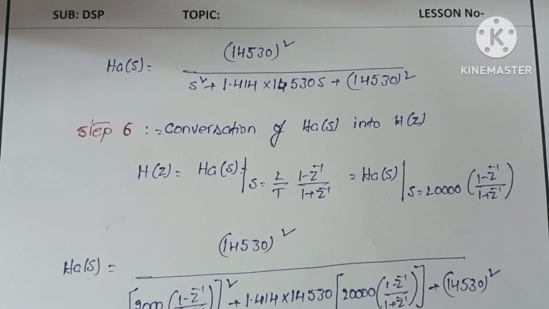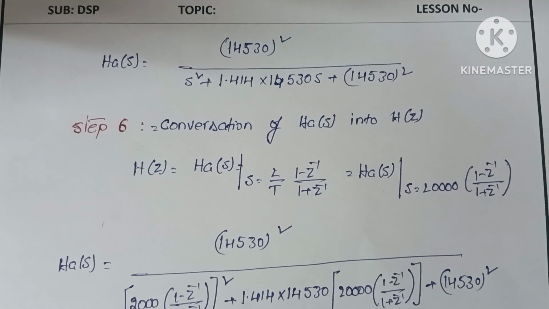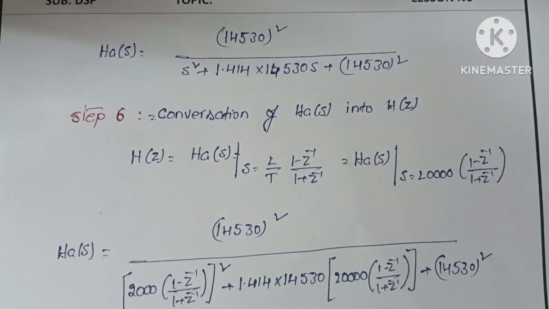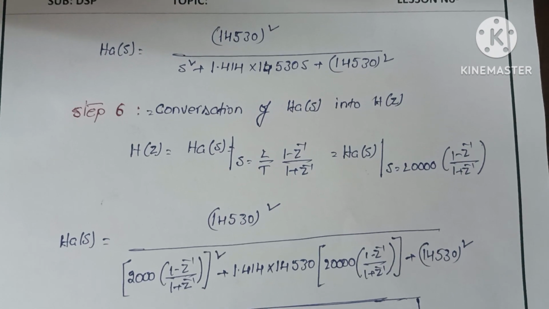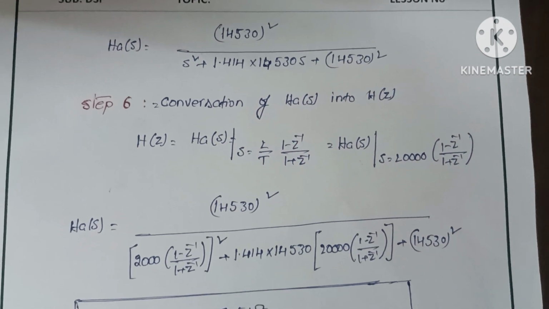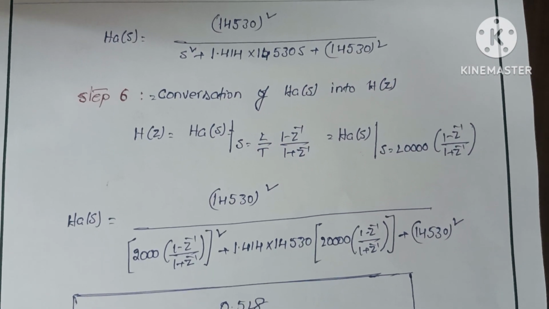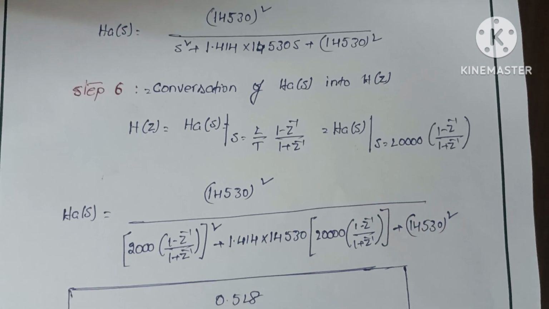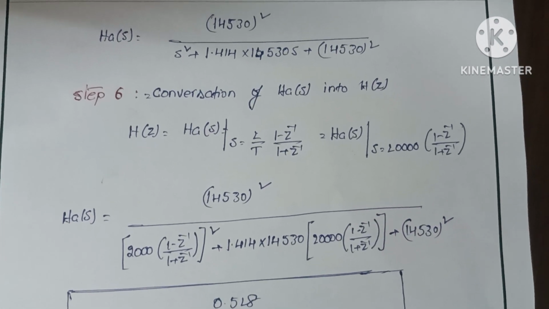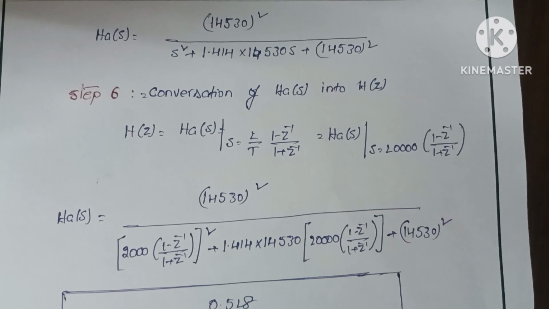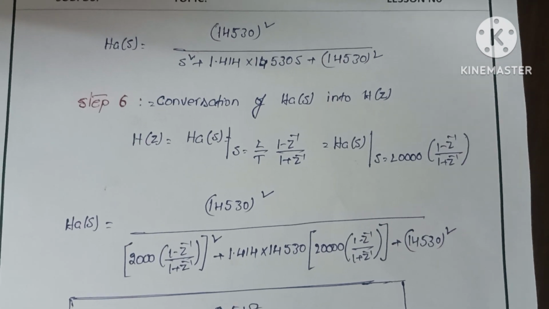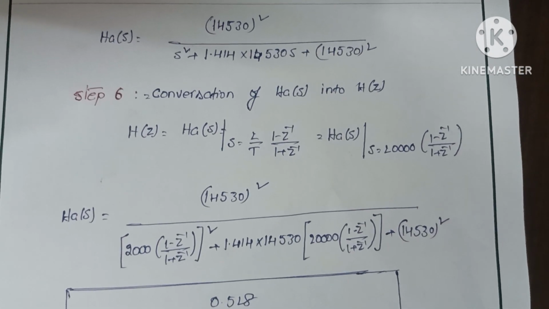After substituting all the values, HA of S, the analog filter transfer function, is nothing but 14,530 whole square divided by s square plus 1.414 into 14,530 into s plus 14,530 whole square. So this is the transfer function of an analog filter.